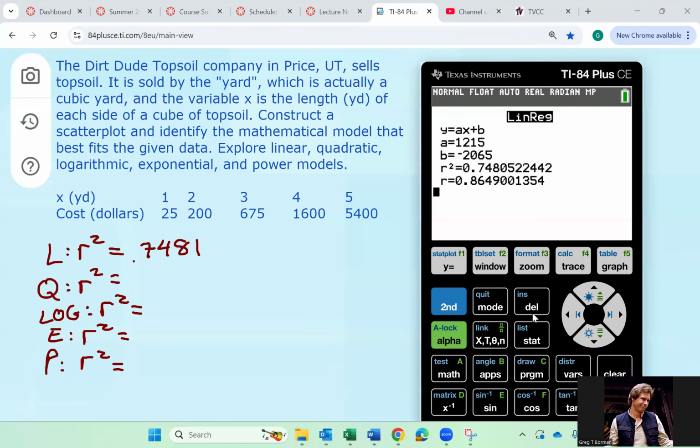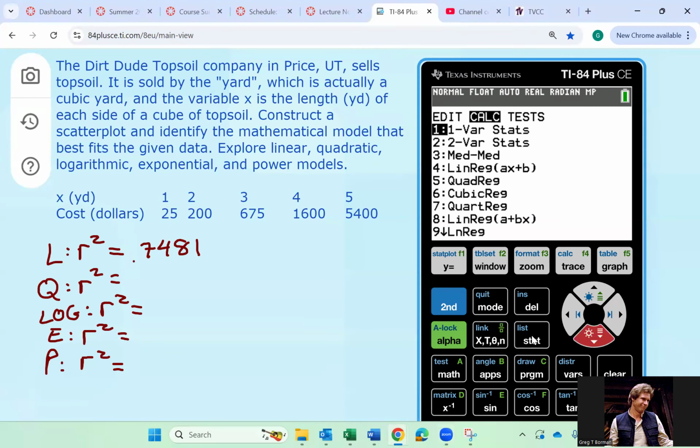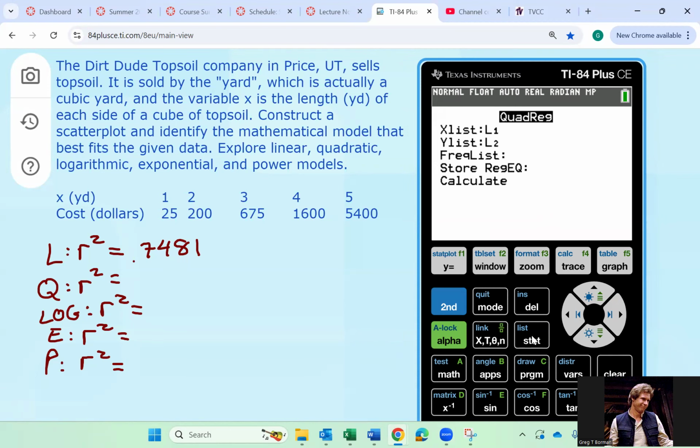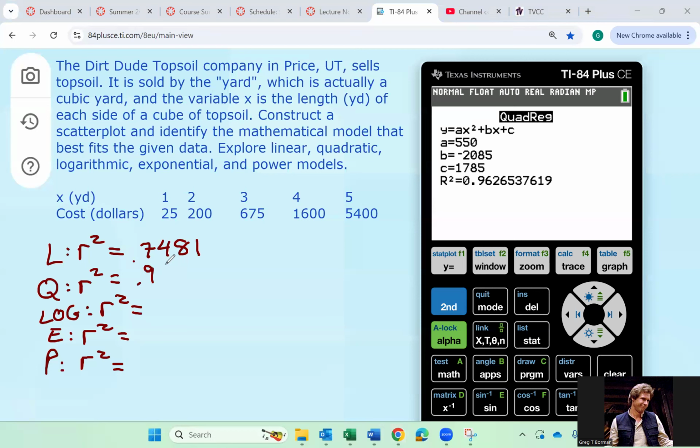Okay. All right. So let's run it again. So stat, right. And this time we're going to go to quadratic model. And I'm going to store this right here. Okay, our R squared value is understandably higher. No surprise there. 0.9627. I like going 4 decimal places, just in case there's a tie, and then I don't have to calculate again. Not that it takes an awful lot of time, but whatever.